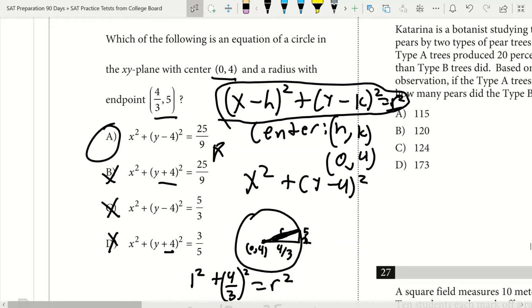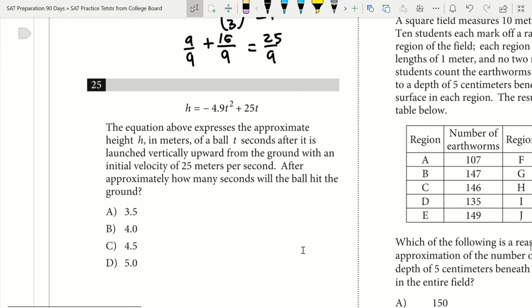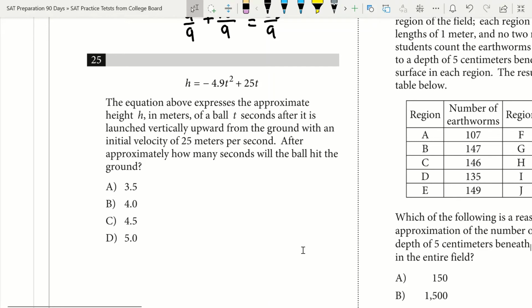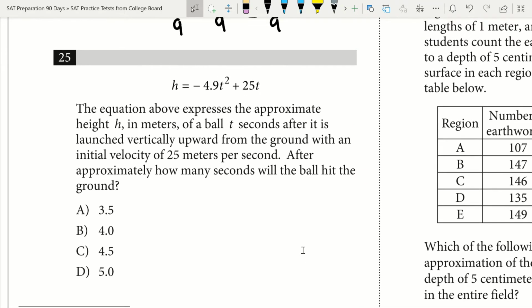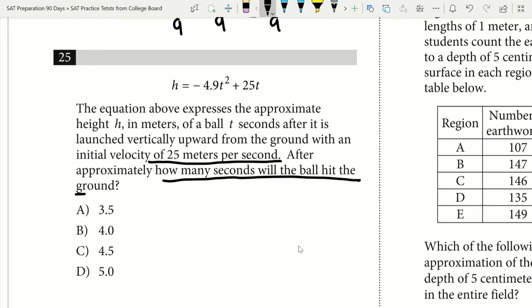All right, question 25. All right, the equation above expresses the approximate height in meters of a ball t seconds after it is launched vertically upward from the ground with an initial velocity of 25 meters per second. After approximately how many seconds will the ball hit the ground?